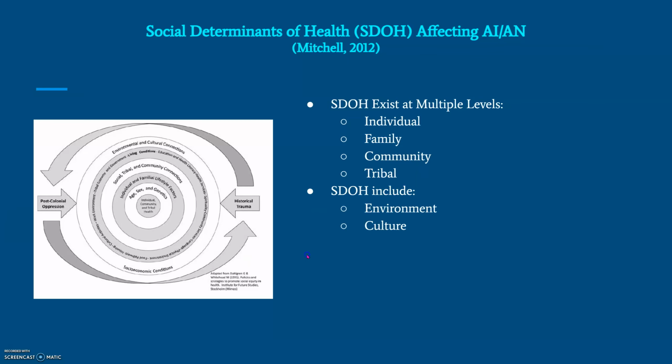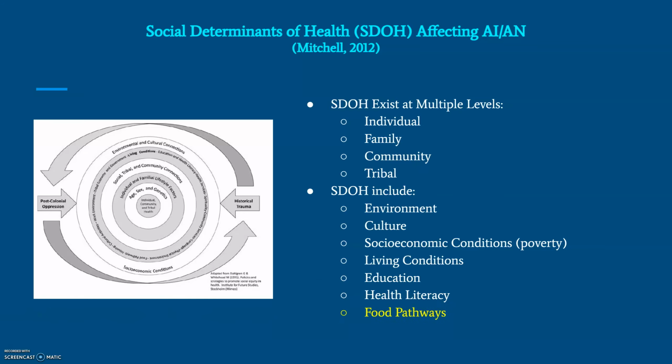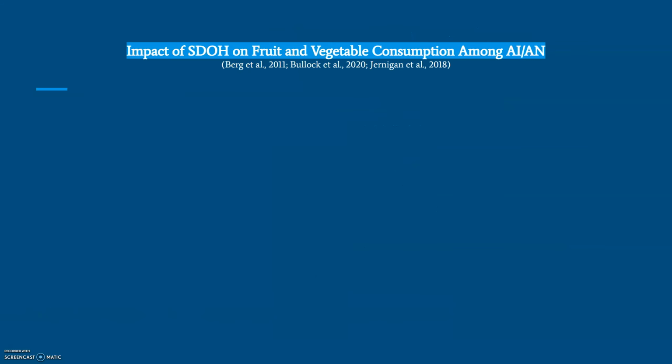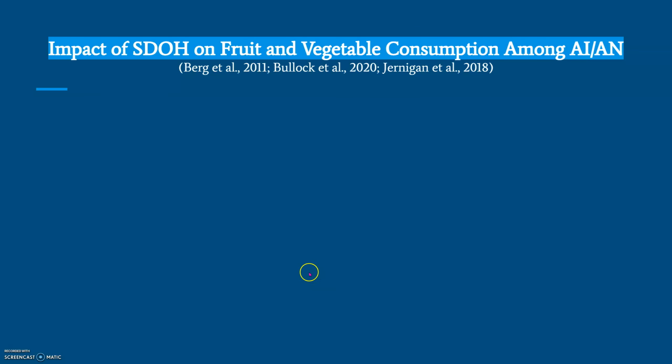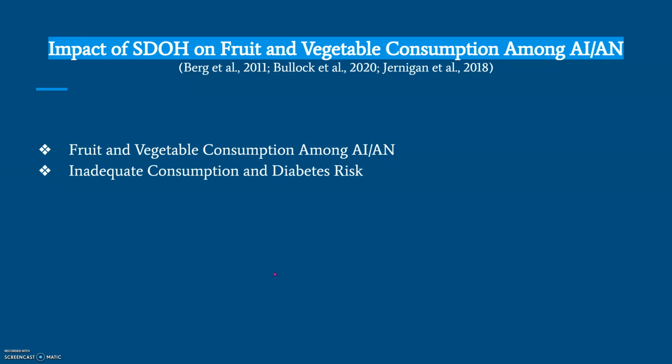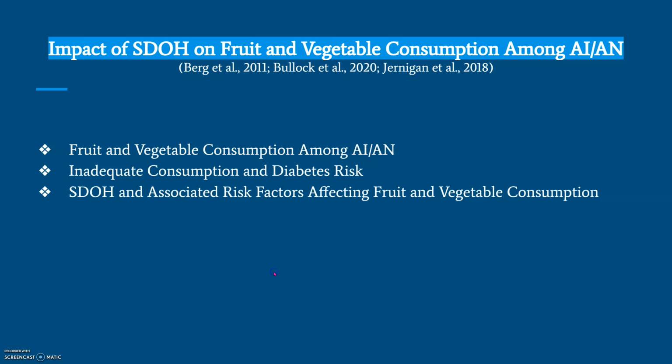And they include environment, culture, socioeconomic conditions, living conditions, education, health literacy, and food pathways. All right. The impact of social determinants of health on fruit and vegetable consumption. Fruit and vegetable consumption, inadequate consumption and diabetes risk, blah, blah, blah. Okay.